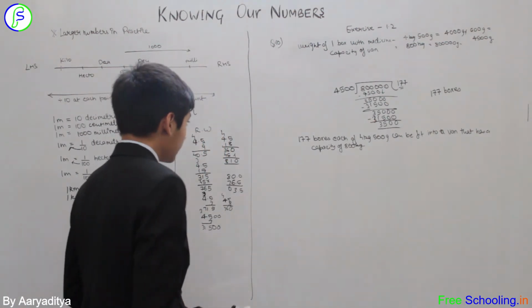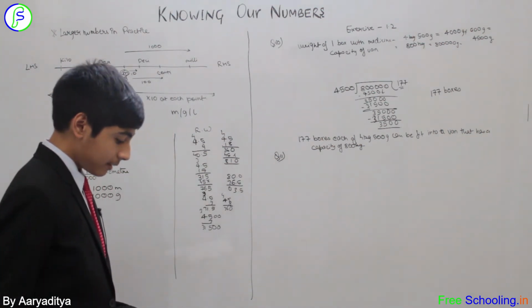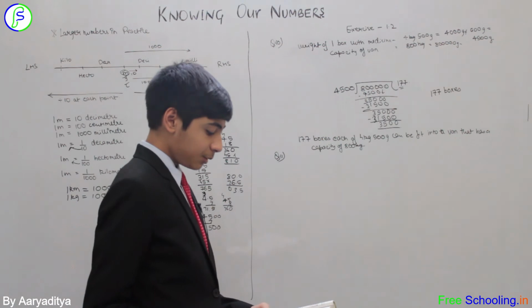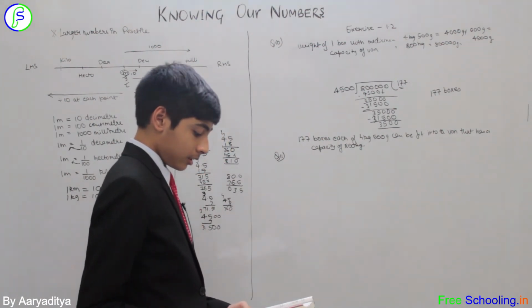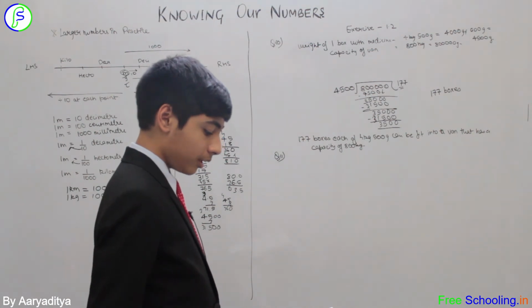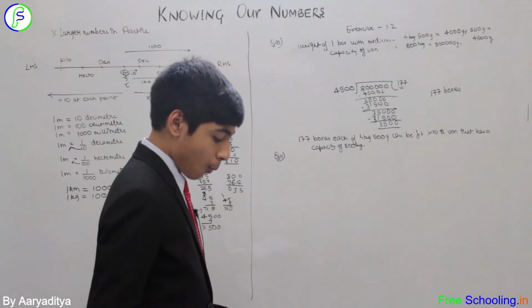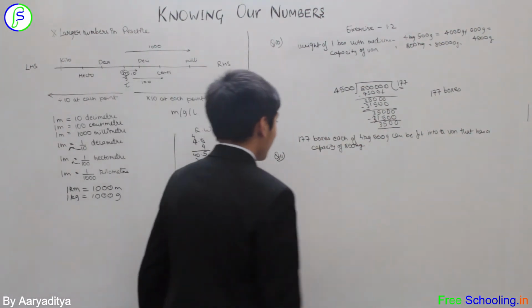Now let's move on to question number 11. What does question number 11 say? It says the distance between the school and a student's house is 1 kilometer 875 meter. Every day she walks both ways. Find the total distance covered by her in 6 days. Okay, the question has been cleared up.